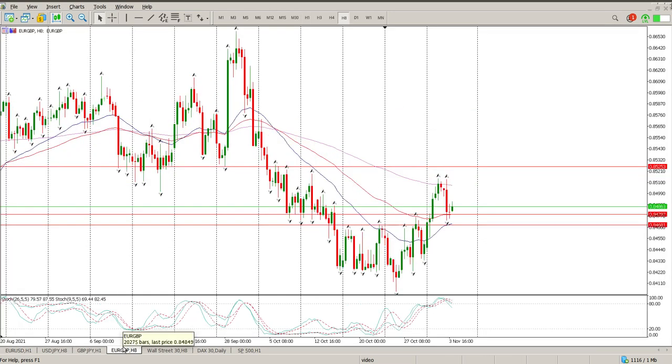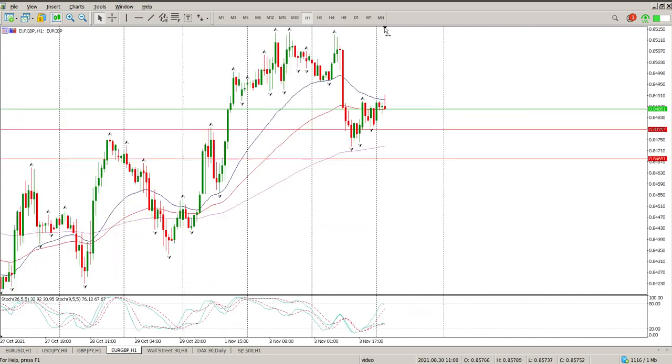Lastly, Euro British pound. We have pretty much broken above the structure. We rejected the 155 EMA yesterday, and we've come back onto the structure that we've been waiting for, and that's 0.84787. So we're looking for opportunities to buy in this area. So if we just get back down to the hour, that gives us a completely different picture, doesn't it?